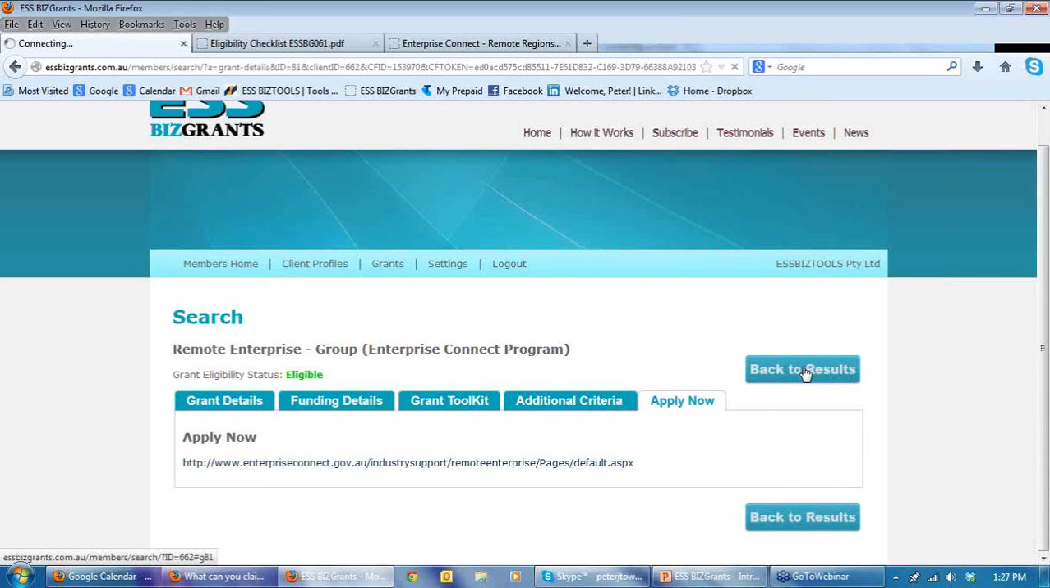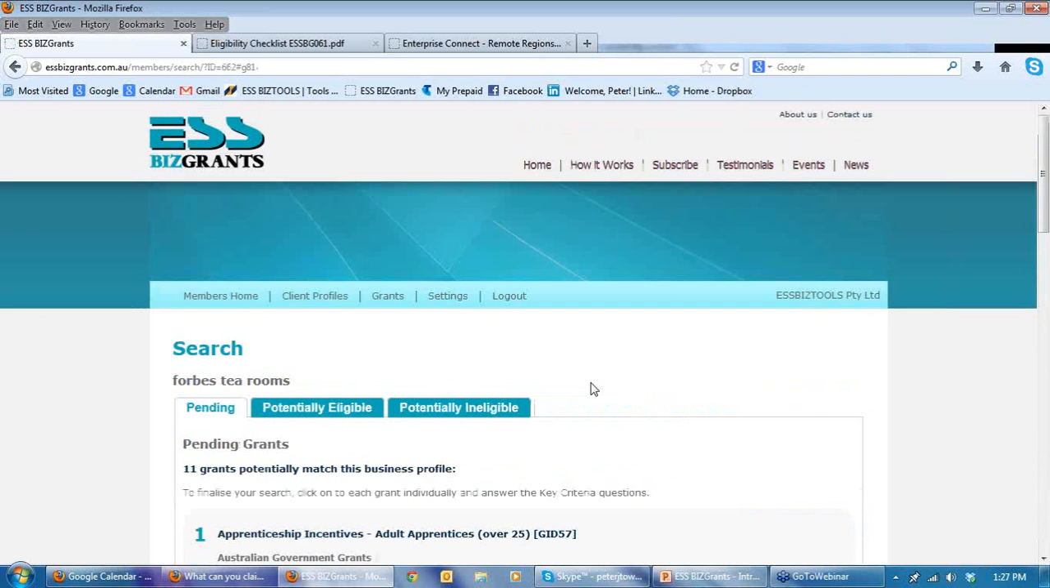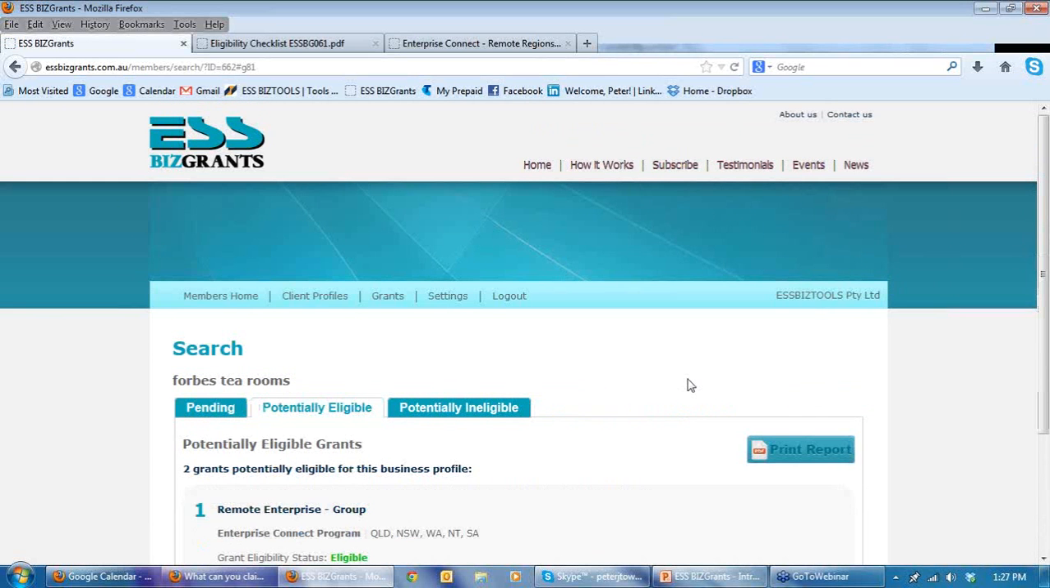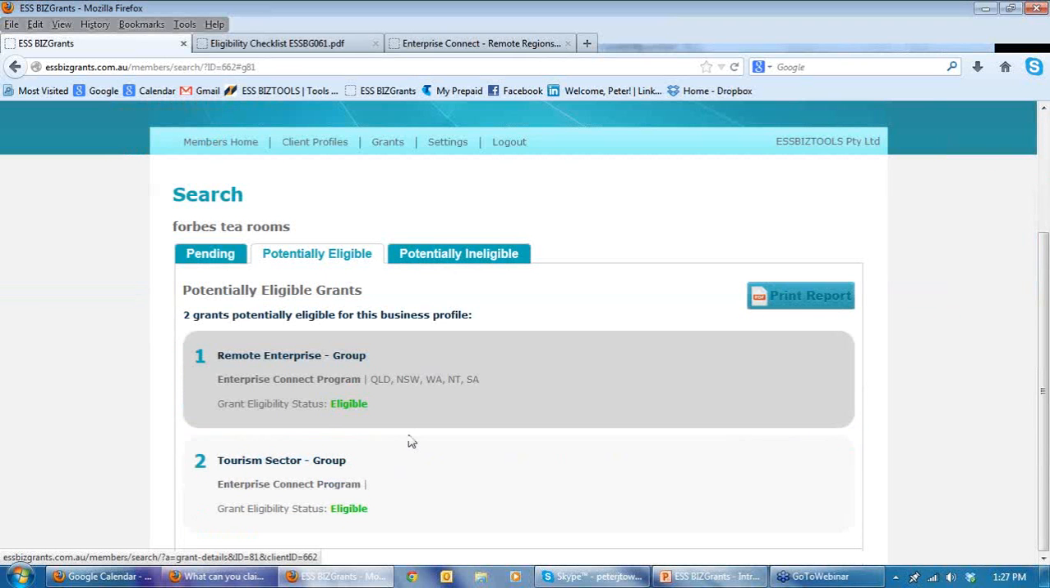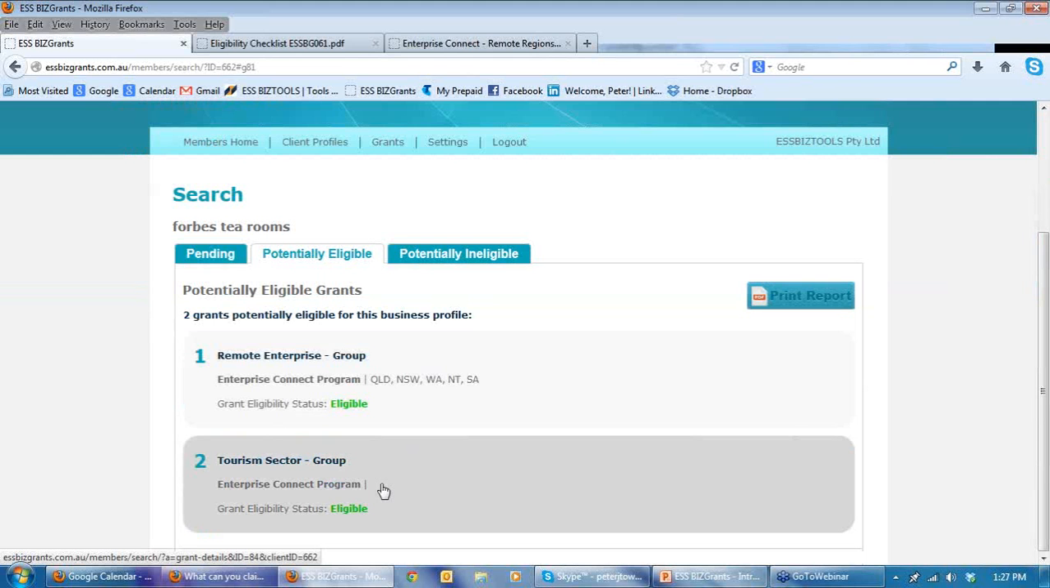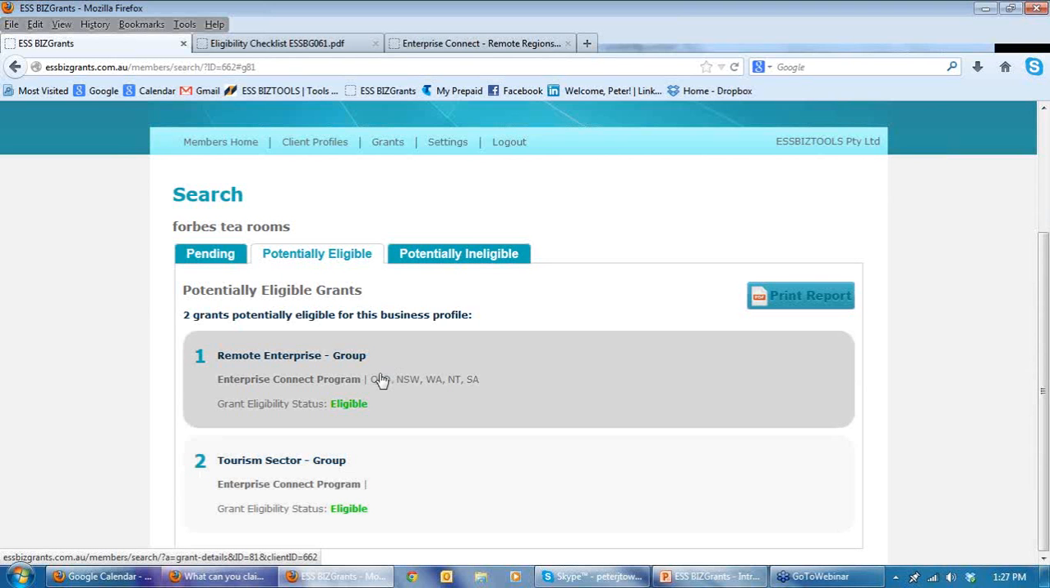That takes a little while, so we'll go back to results and let's look at potentially eligible. So we had previously identified this business could have been eligible under the tourism sector group. That's one of the Enterprise Connect groups. Or it could also be eligible if it was supplying into customers in a remote location.